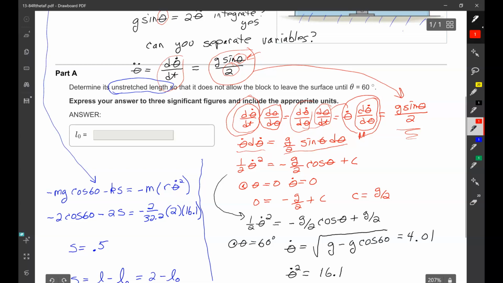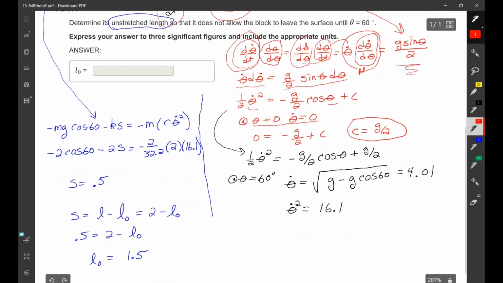Okay, the left-hand side's easy, 1/2 theta dot squared. Right-hand side's not too hard. You don't forget the c. How do you find the c? The same way you always find the c. You have to tell me a value of theta and a value of theta dot. Okay, well, I know it's at rest when theta equals 0. Put this in there, so you have 1/2 times 0 squared is 0 equals minus 1/2 g cosine of theta. What's the cosine of 0 degrees? 1. So you have minus g over 2 times 1 plus constant. Constant equals g over 2.